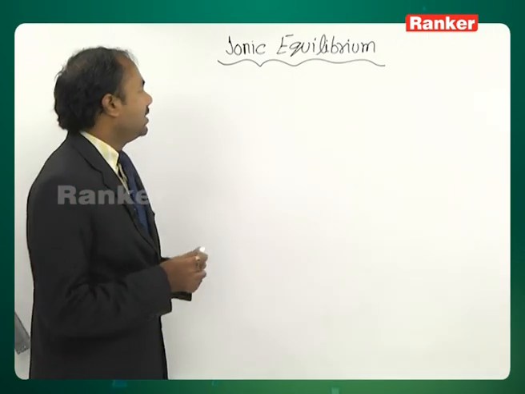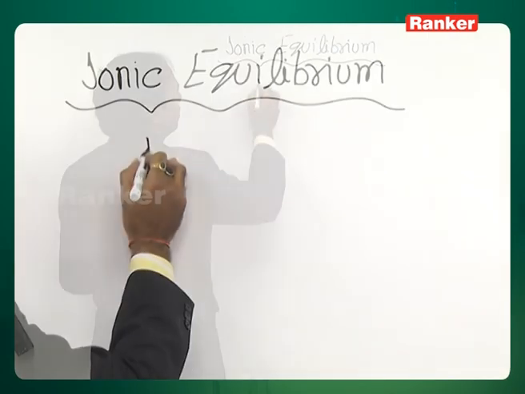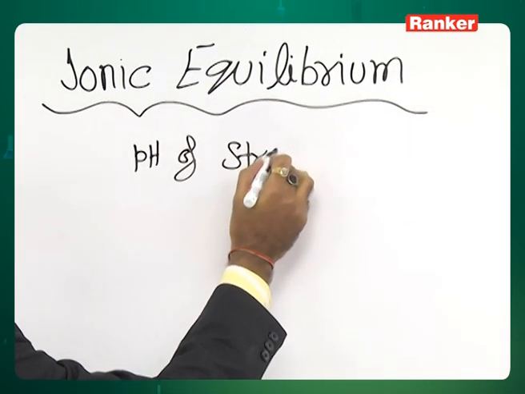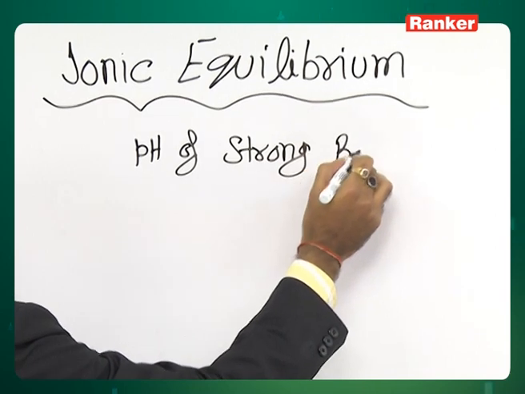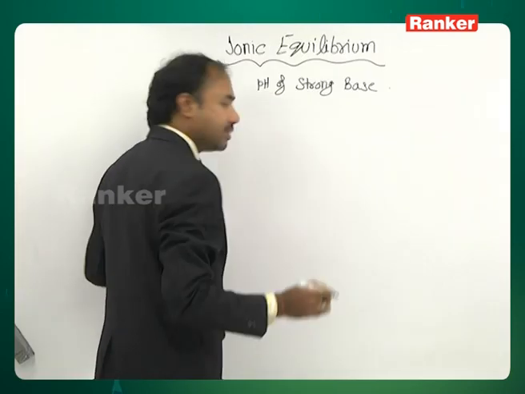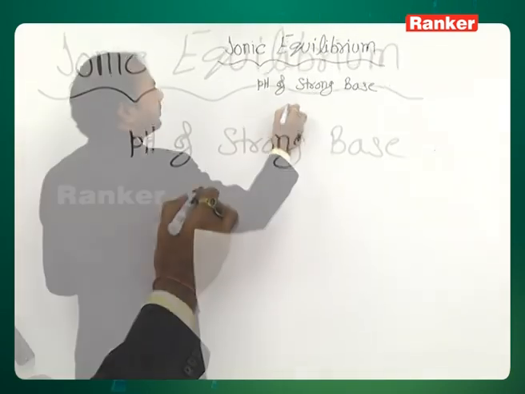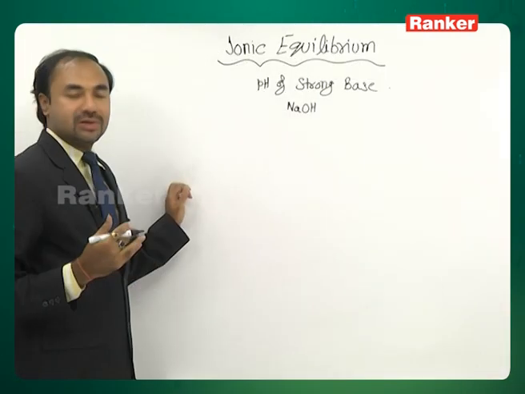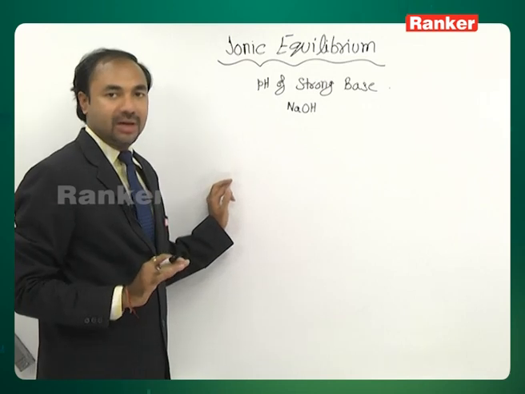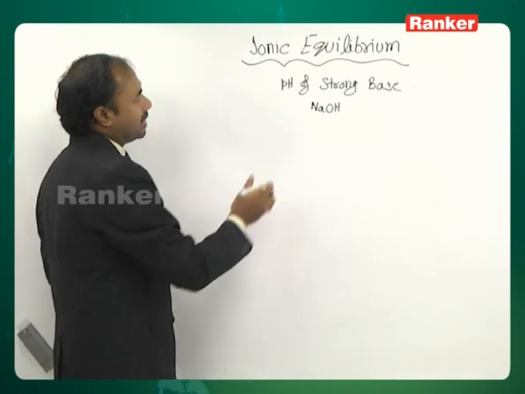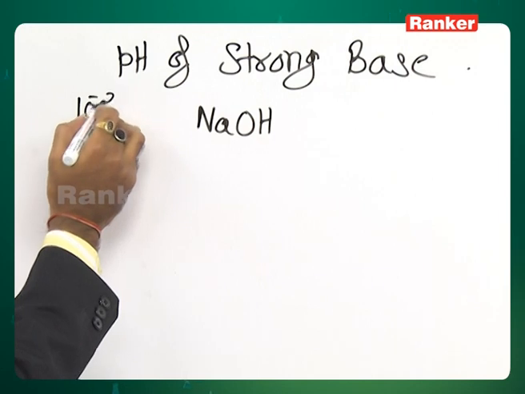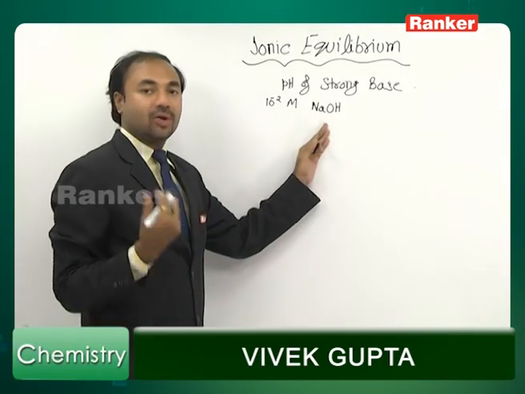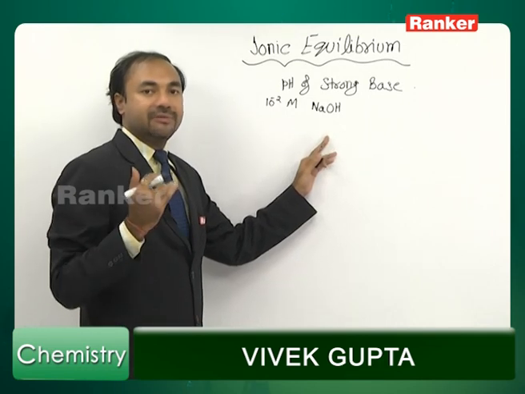Now we will discuss pH of strong bases. Example, we have got NaOH. Similar as we have discussed for pH of strong acids, exactly similar things will be here. Example, suppose we have got 10 to power minus 2 molar NaOH solution. NaOH is supposed to be a strong base, strong electrolyte, and a strong electrolyte means it will dissociate completely.